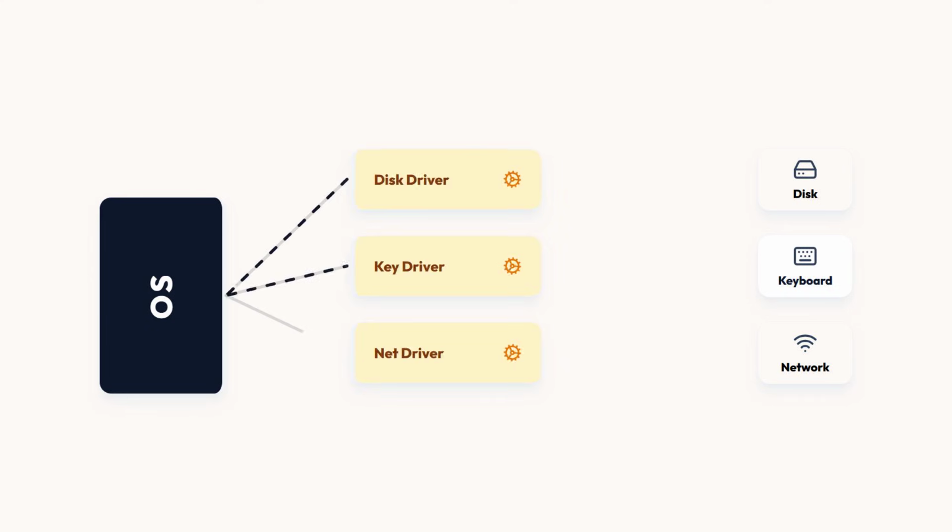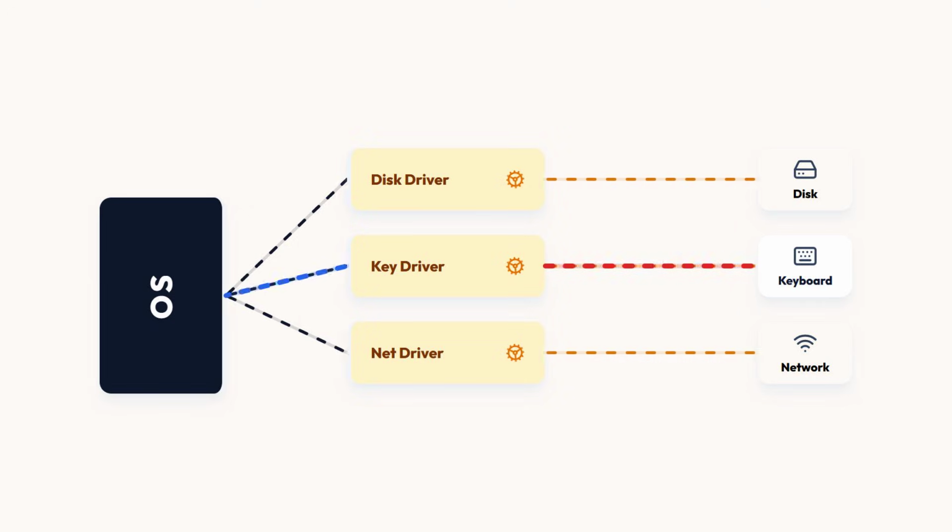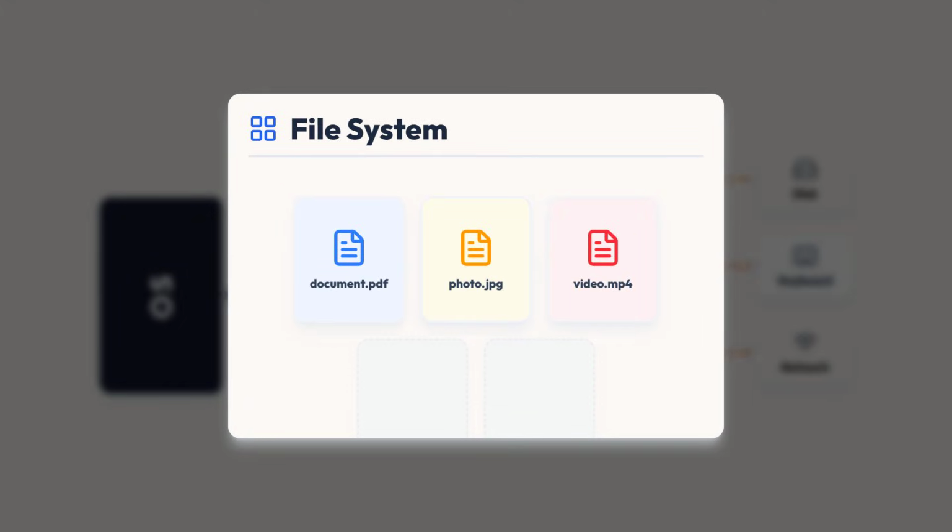Finally, how does your computer talk to hardware like disks, keyboards, or network devices? The operating system uses something called device drivers. These are special parts of the OS that understand how to communicate with hardware. So when you press a key or open a file, the OS handles everything for you. It also manages something called a file system, which is how your data is stored on disk. Again, we'll explore this in detail later.